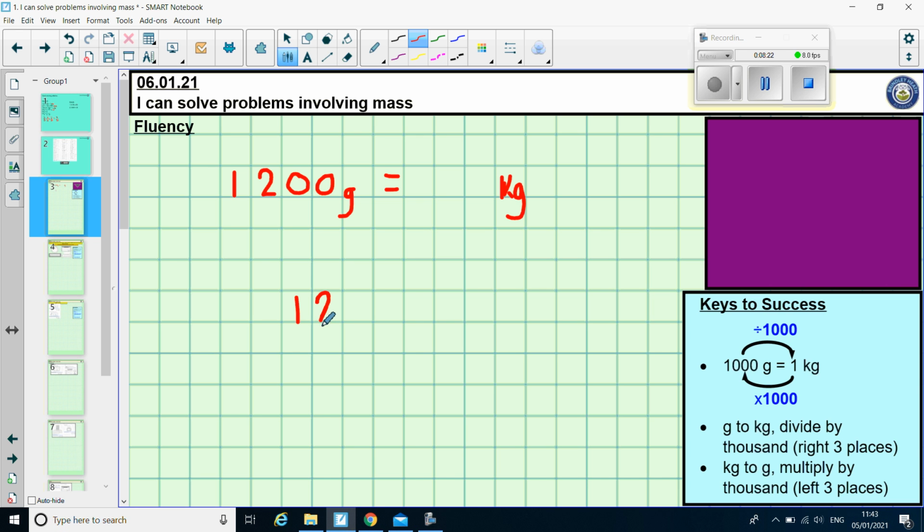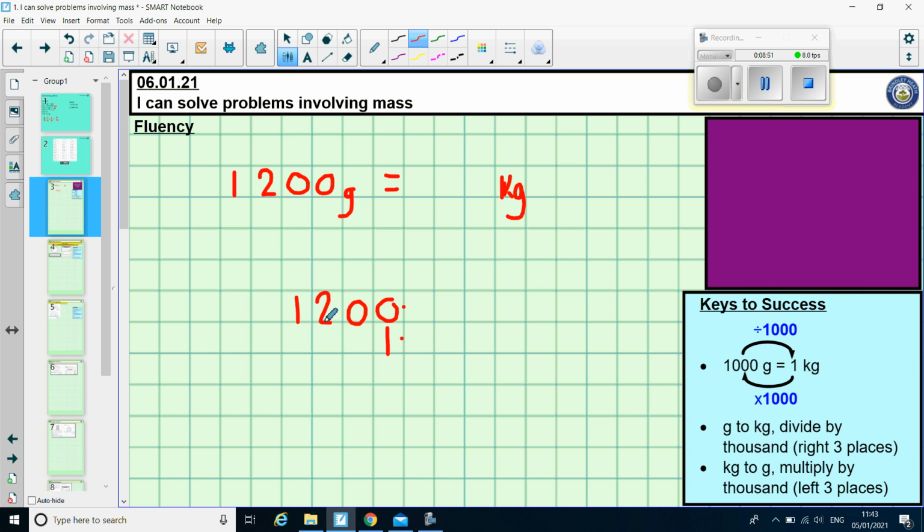So I've got 1,200 and I want to move those digits 3 places to the right. Sometimes it helps to put the decimal point in at this point, and then I'm moving my digits. That 1 is in the thousands column at the moment. Move it 1 place, it ends up in the hundreds column. 2 places, it ends up in the tens column. But 3 places, it ends up in my ones column.